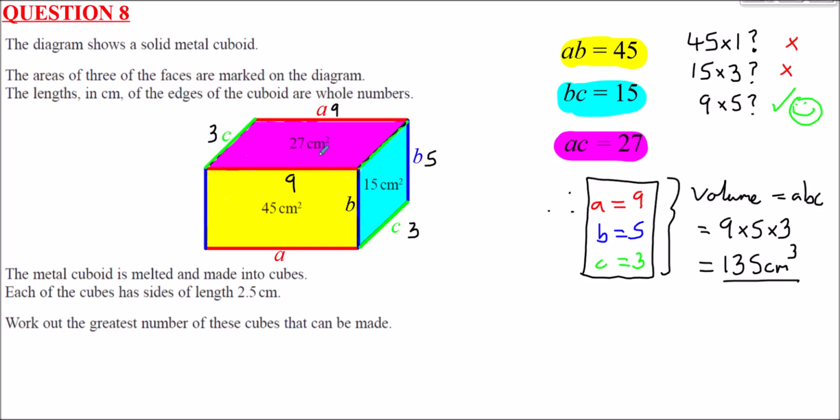Now, like the question says, this is going to be melted down and made into cubes. Each of these cubes has sides of length 2.5 cm. So if we just for a moment think about these cubes, then they're going to be looking a bit like this. So it's going to have a front face, width and length, like so. Not the best cube in the world, I know that much. But anyway, let's imagine that being a cube.